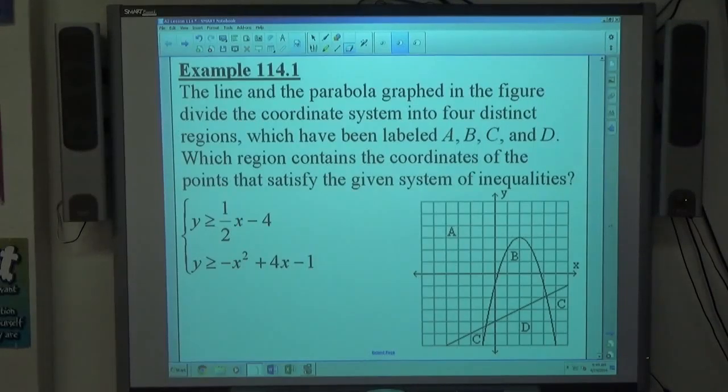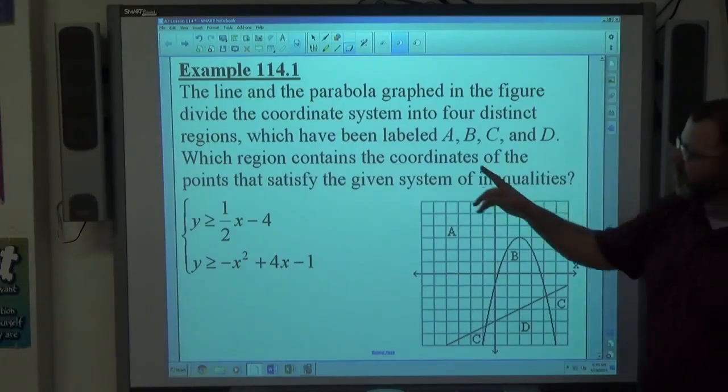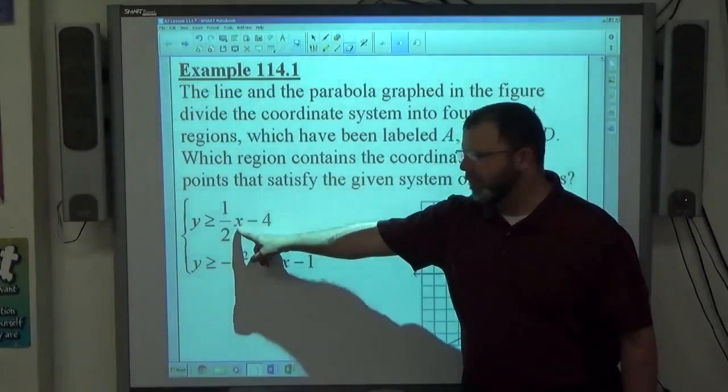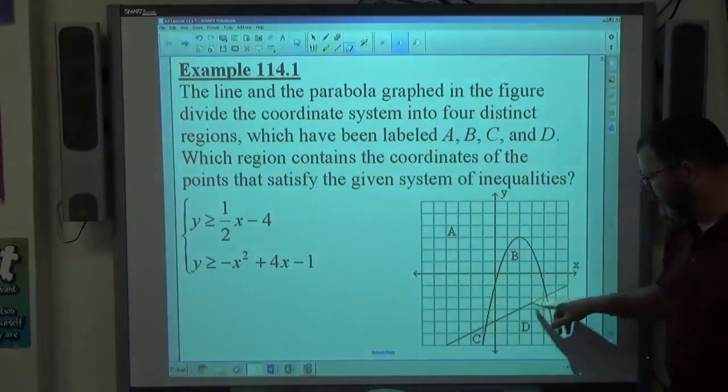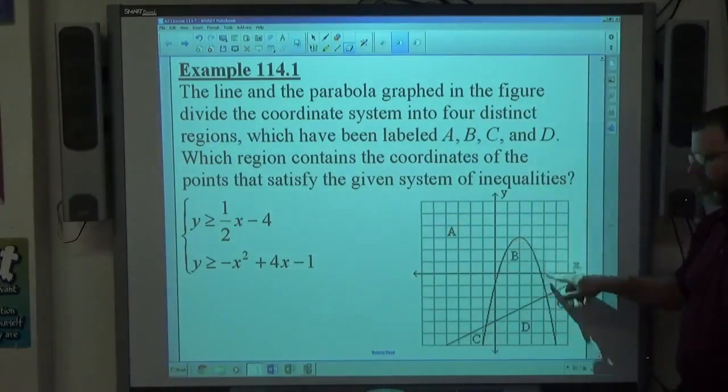All right, example 1. The line and the parabola graph in the figure divide the coordinate system into 4 distinct regions which have been labeled A, B, C, and D. Which region contains the coordinates of the points that satisfy the given system of inequalities? So what we have here is a linear inequality and a quadratic inequality. The linear making the line, the quadratic making the parabola.